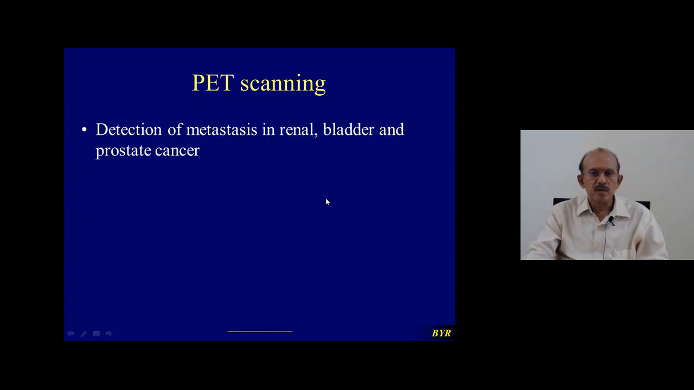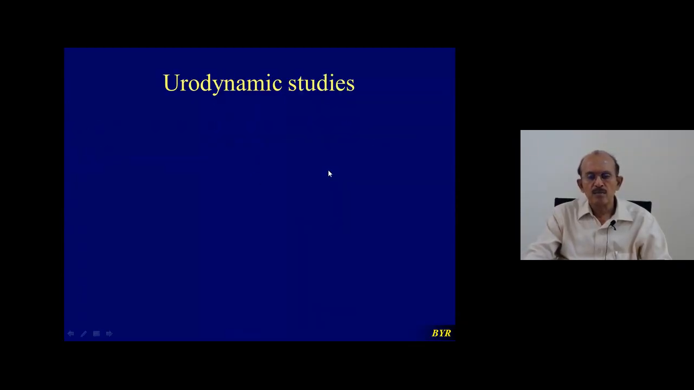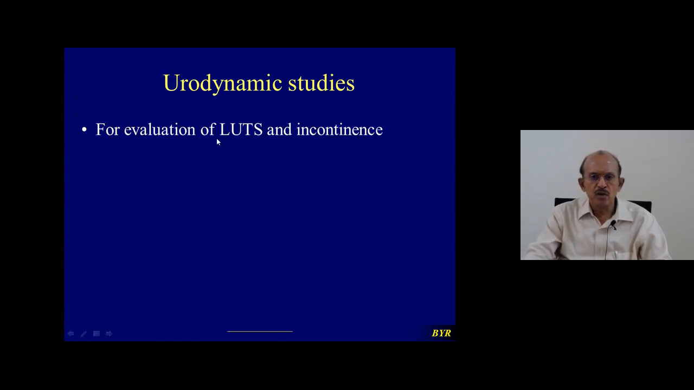PET scanning. Already we discussed PET scanning in relation to the liver. It is done for detection of metastasis in renal, bladder, and prostatic cancer. Urodynamic studies. This is another investigation for evaluation of the lower urinary tract symptoms and incontinence. In the relevant chapter, we will study more about urodynamic studies.